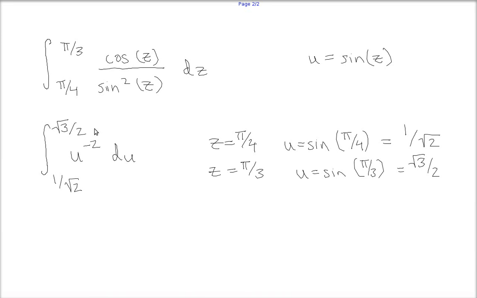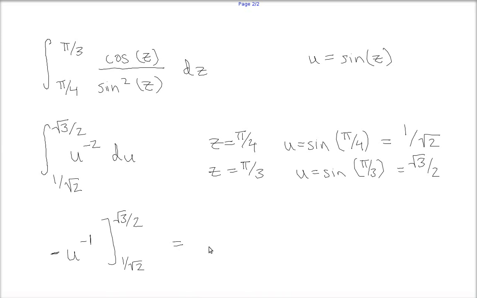So now we've got all of our u-substitution done, and this is our new integral. And to evaluate, we're just going to use the power rule. So we integrate u to the negative 2. We're going to add 1 to the power and get u to the negative 1 times negative 1. So we'll just have a minus out front there. And our limits of integration are 1 over root 2 to root 3 over 2.